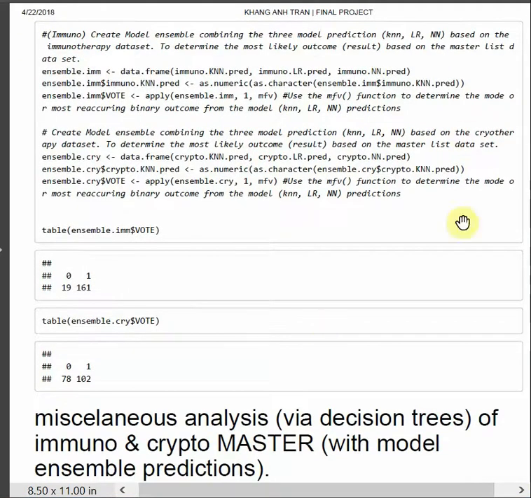And it turns out that the immunotherapy treatment was a lot more successful than the cryotherapy treatment. I basically pulled out a table function, and the immunotherapy had a lot higher success as opposed to the cryotherapy treatment. That was relatively successful, but it only had 102 successes, while the immunotherapy was a lot more successful. And that is the main conclusion for my main project.